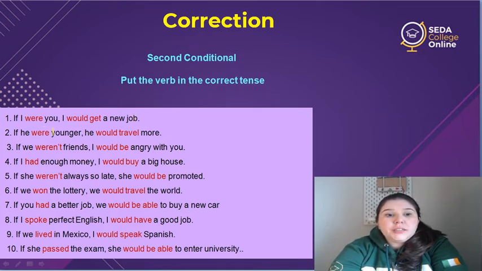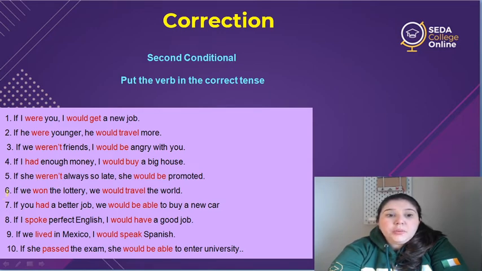2, if he were younger, so again, were in the past, he would travel more. 3, if we weren't friends, I would be angry with you. 4, if I had enough money, I would buy a big house. So this is not very likely to be true because I don't have a lot of money. 5, if she weren't always so late, she would be promoted.